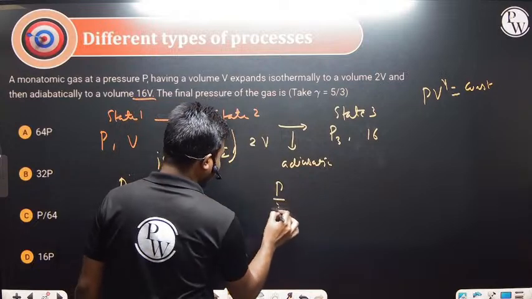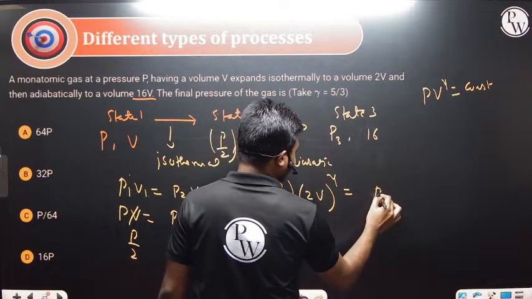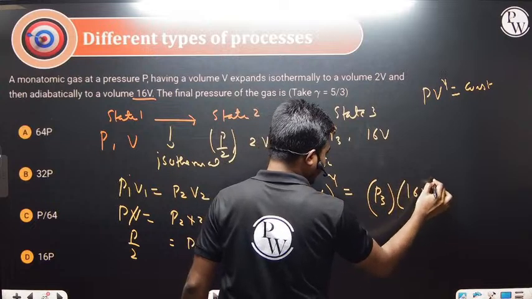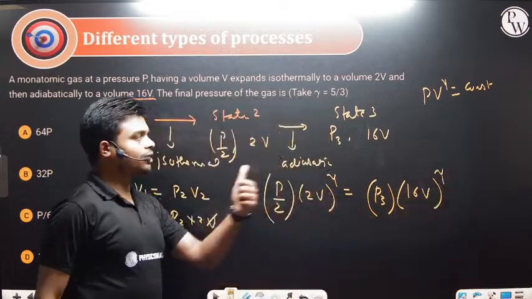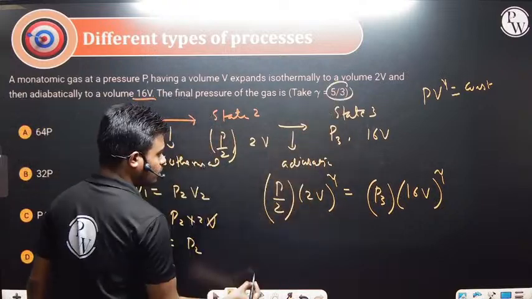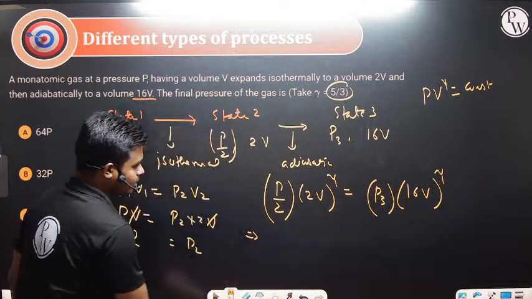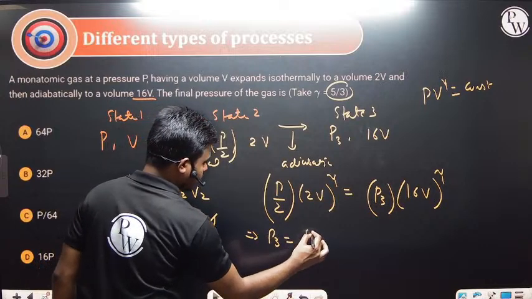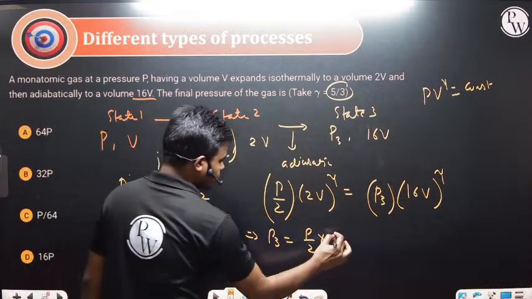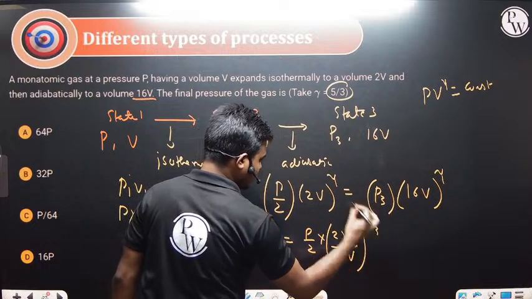So this side, P by 2 into 2V to the power gamma, equals this side, P3 into 16V to the power gamma. Solving this, what is the gamma value? 5 by 3. So what is P3 that we'll be writing here? P3 is given by P by 2 into 2V divided by 16V to the power 5 by 3. Yes or no?